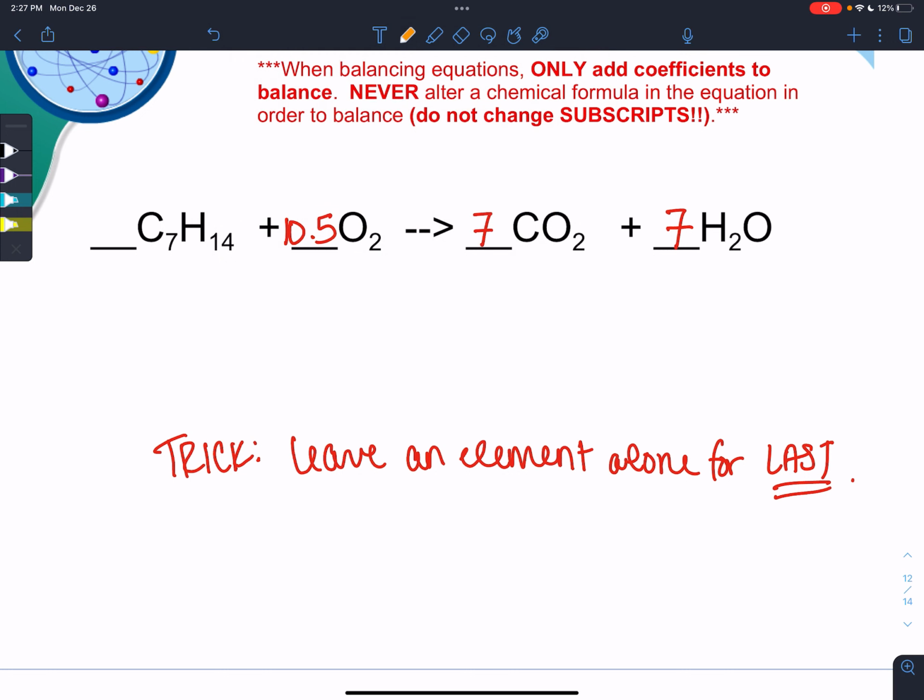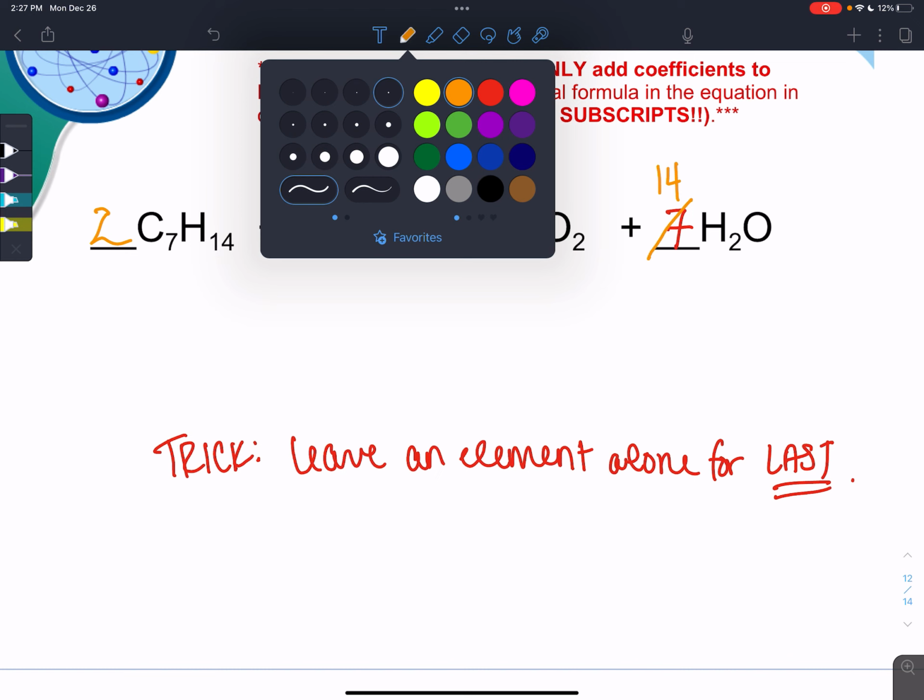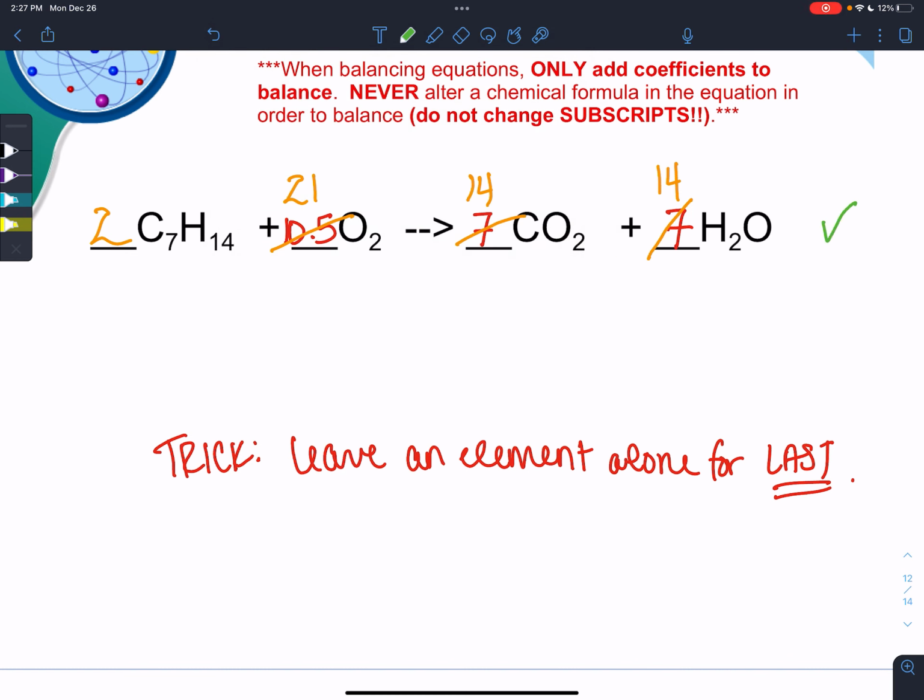So I'm going to go through, multiply this by 2. I'm going to multiply this by 2. I'm going to multiply this by 2. And I'm going to multiply that by 2. And now my equation is balanced. 2, 21, 14, and 14. So the end of my trick there, it's leave an element alone for last and then double if you need to.